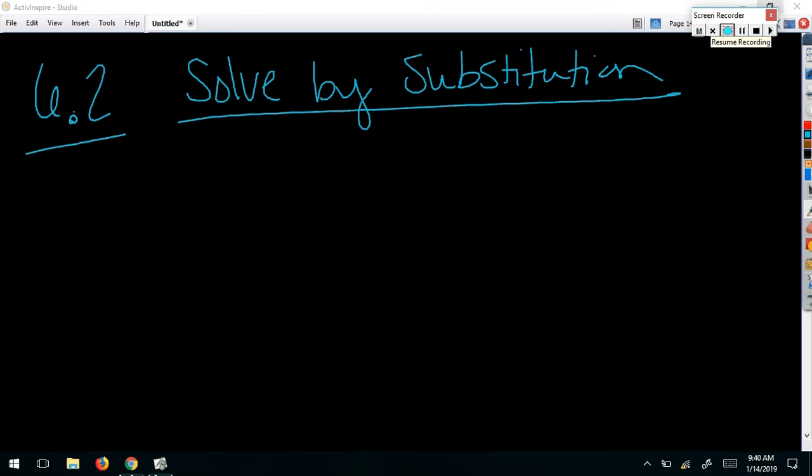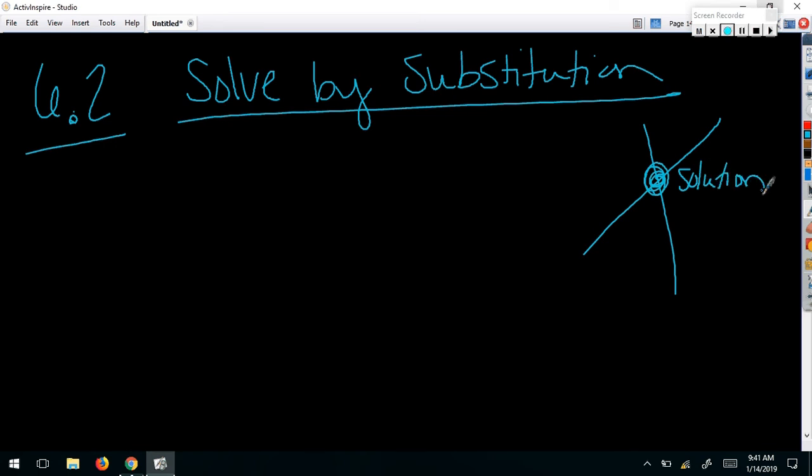All right, last week we talked about solving by graphing. When we solved by graphing, we graphed both lines and we found the coordinates of where they connect, where they intersect. So this would be the solution when we graph both of them.